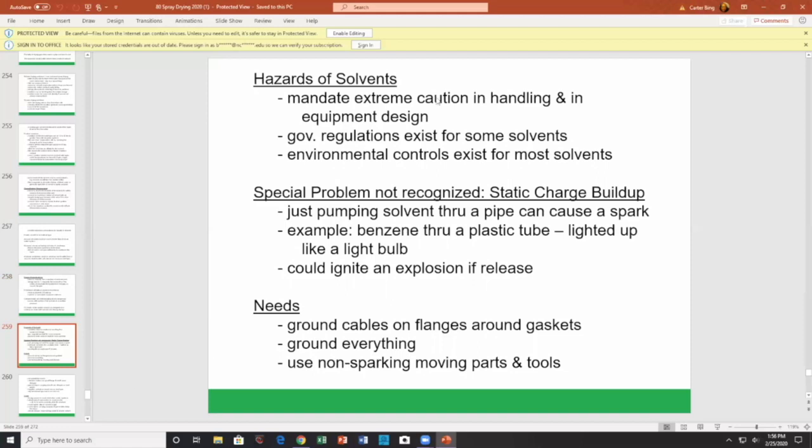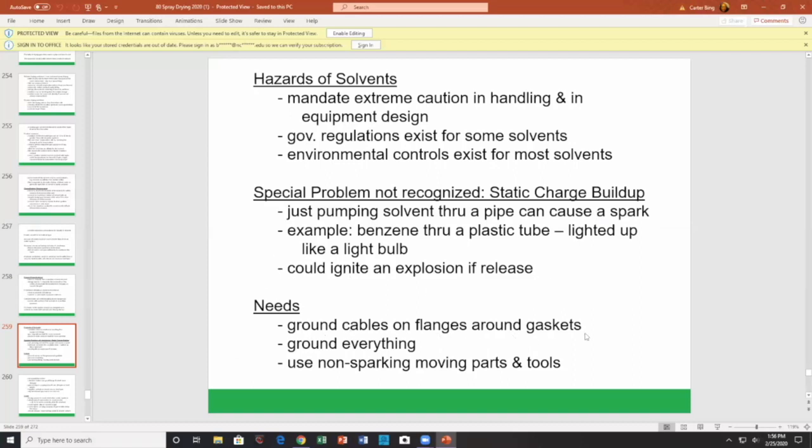Hazards of solids mandate extreme caution in handling and equipment. Government regulations exist for some solvents. Environmental controls exist for some solvents. Special problem, not recognized. I don't know if it's recognized or not, but static charge buildup. Just pumping a solvent through a pipe can cause a spark. Okay. Now then, the question is, well, what do you use with that spark? If you have no oxygen around, you're okay. One case in point, benzene through a plastic pipe, lit up like a fluorescent light tube, right? Light bulb. And if it had oxygen, God bless the area, right? Because it would be altered. Could ignite an explosion if released.